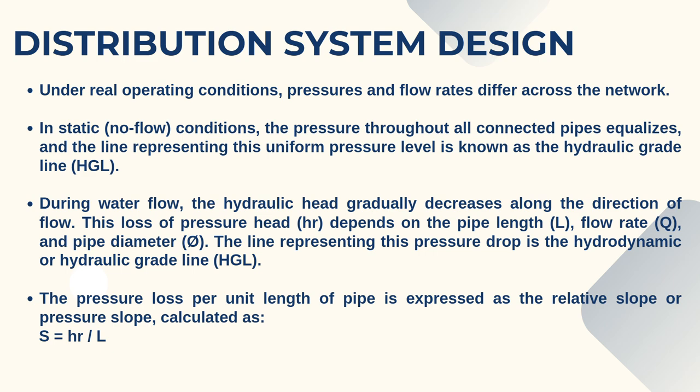During water flow, the hydraulic head gradually decreases along the direction of the flow. This loss of pressure head depends on the pipe length and also the flow rate and also the pipe diameter. The line representing this pressure drop is the hydraulic grade line or HGL. And the pressure loss per unit length of the pipe is expressed as a relative slope, calculated as S equals the pressure head divided by the length.